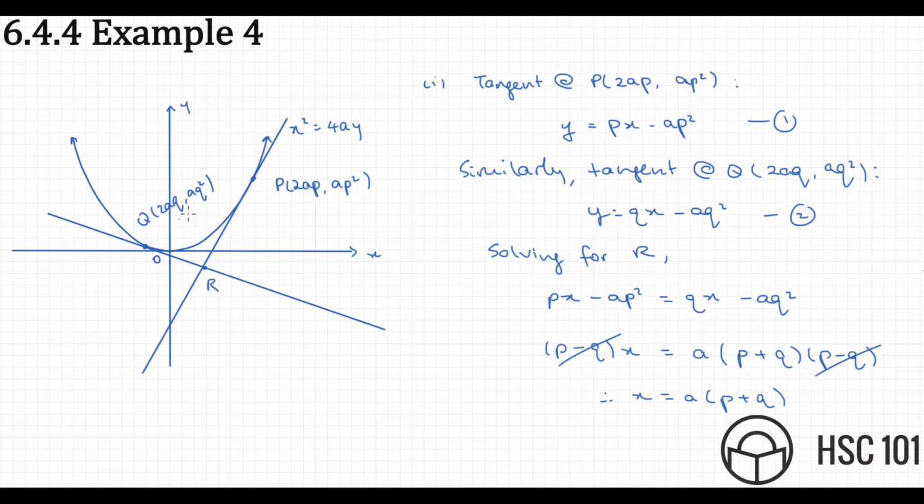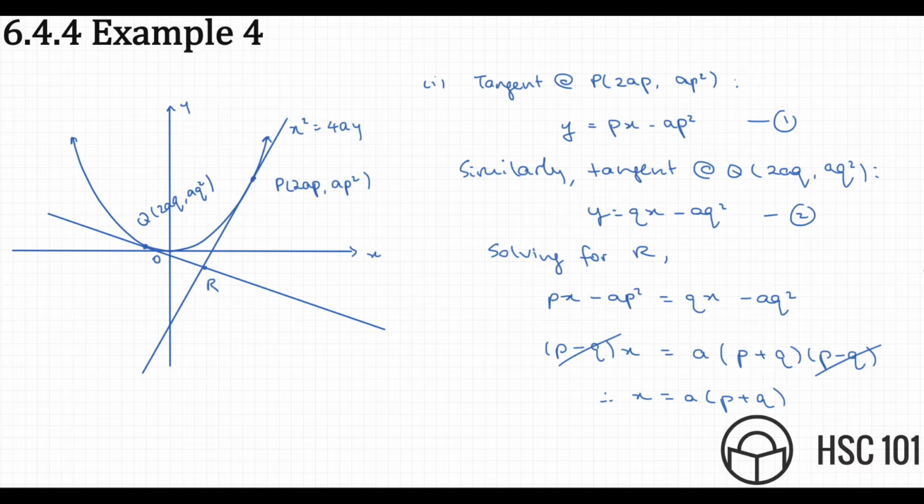Normally speaking, P and Q, being two variable points on the parabola, are free to do whatever they want. They can be wherever they want, and as a result, the intersection point R between the two tangents can be wherever it wants. So everything's very chaotic.